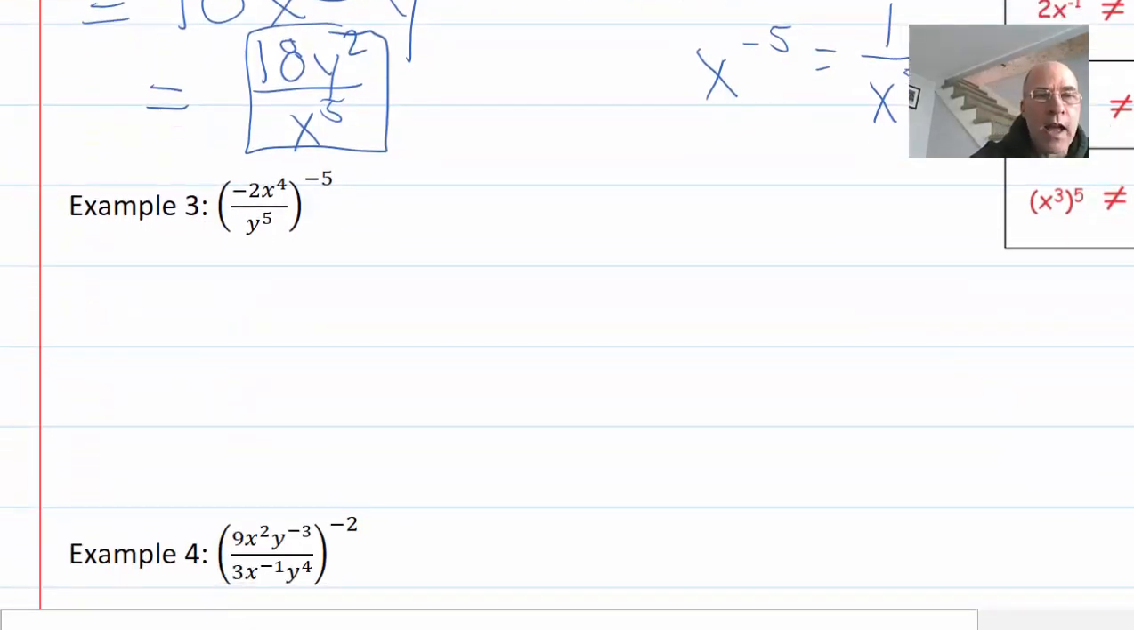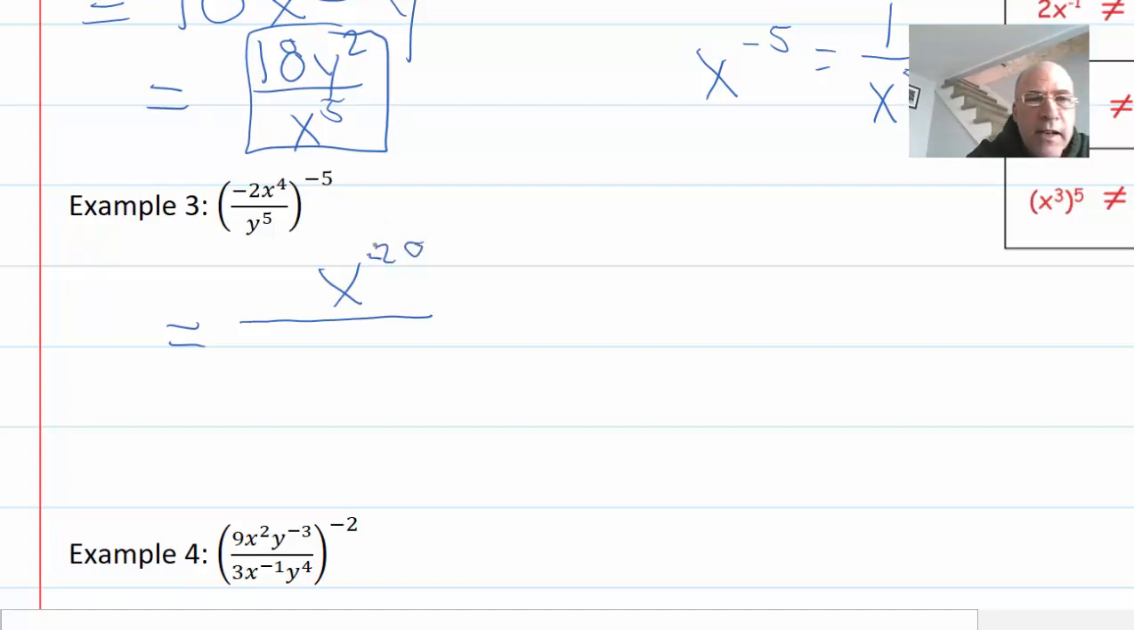Third one has a lot going on here. I have a set of parentheses, a fraction here, and it's being raised to a negative fifth power. Okay, recall again that power to a power means that we're going to multiply the exponents. So I'm going to start off by doing that here, but I'm going to do it in a slightly different order. Let me deal with the x's and the y's first. X to the fourth raised to negative fifth power is x to the 20th.